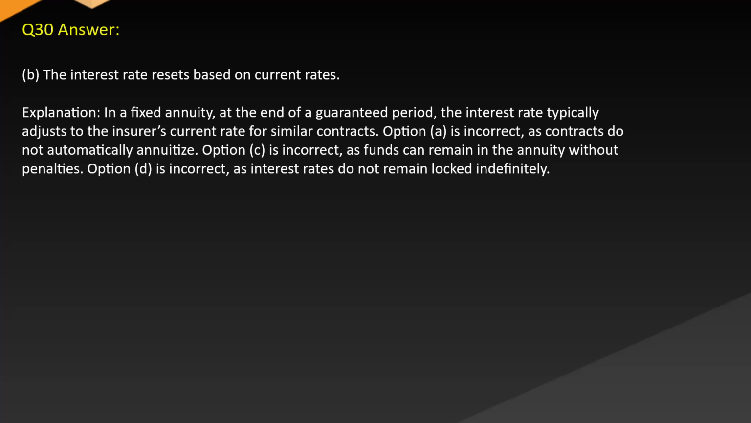Answer: B. The interest rate resets based on current rates. Explanation: in a fixed annuity, at the end of a guaranteed period, the interest rate typically adjusts to the insurer's current rate for similar contracts. Option A is incorrect, as contracts do not automatically annuitize. Option C is incorrect, as funds can remain in the annuity without penalties. Option D is incorrect, as interest rates do not remain locked indefinitely.